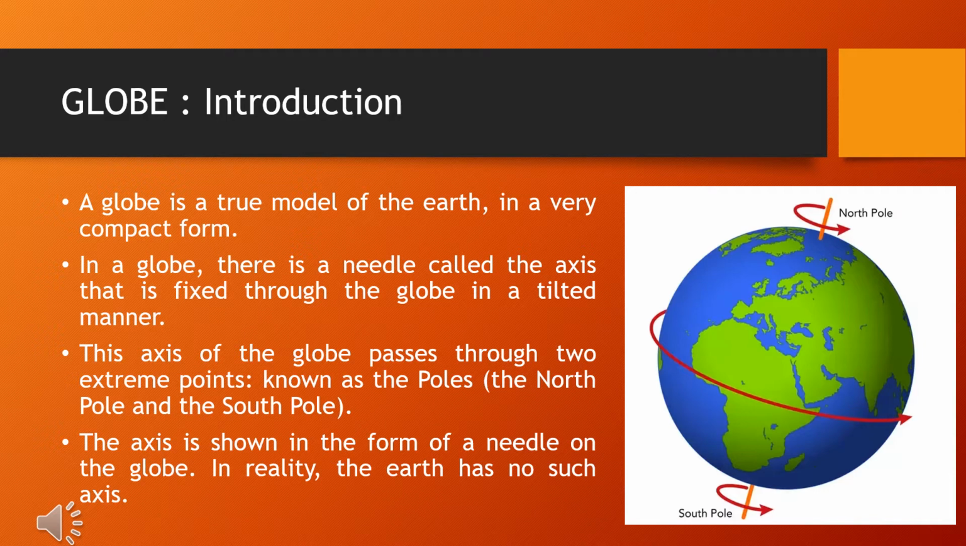In a globe, there is a needle called the axis that is fixed through the globe in a tilted manner. This axis of the globe passes through two extreme points known as the poles, namely the North Pole and the South Pole. The axis is shown in the form of a needle on the globe. In reality, the Earth has no such axis. But the Earth's axis is tilted at 23.5 degrees.